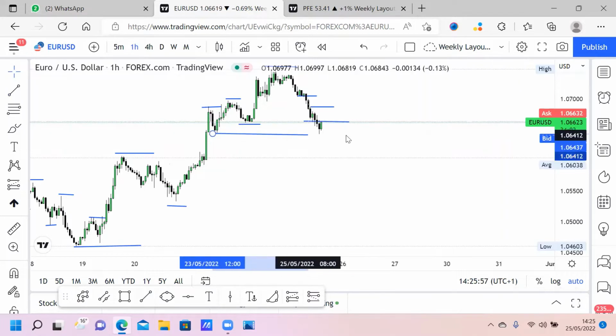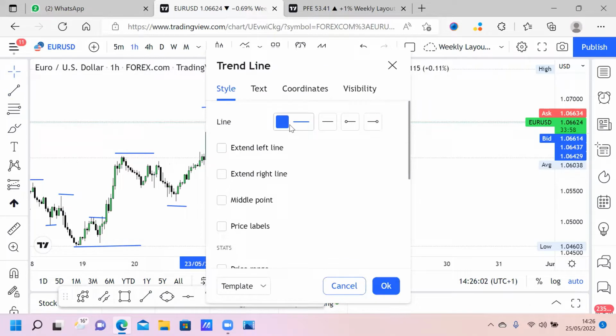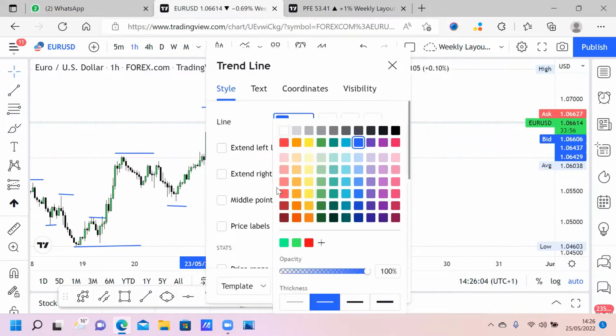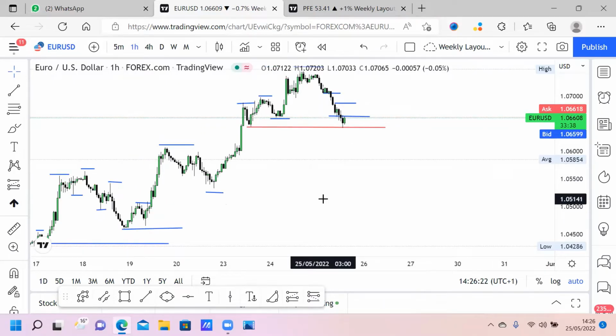But the other thing is it must take out this zone. If it goes below this zone, and then keeps on making lower lows and lower highs, you're going to see the trend reverse. Are you understanding this concept?